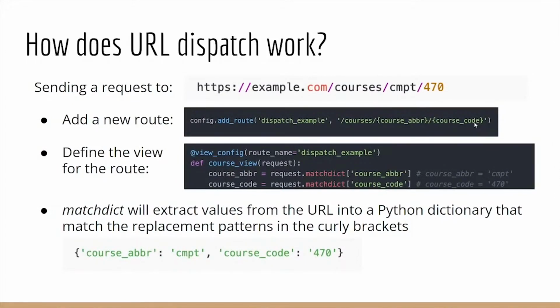Here, course abbreviation and course code are placeholder variables that will be used in matching. We then define a view, telling it what information it needs, which in this case is the values CMPT and 470. Using the function matchdict, these values are extracted into a Python dictionary. In this example, the URL with this pattern will generate this dictionary after matchdict.